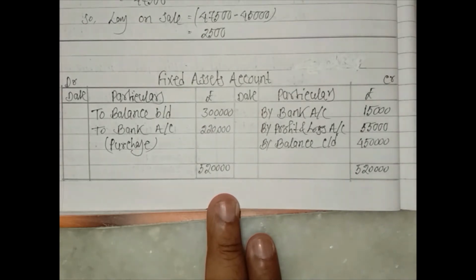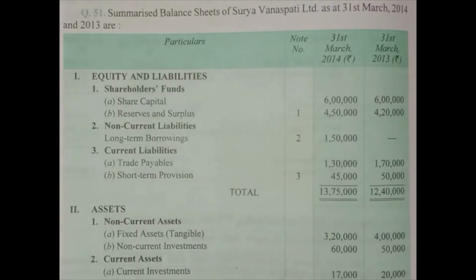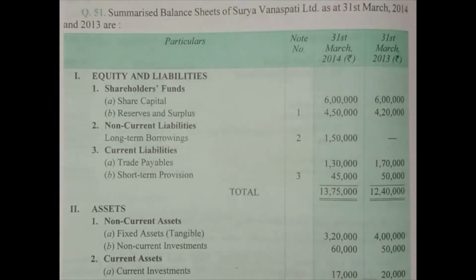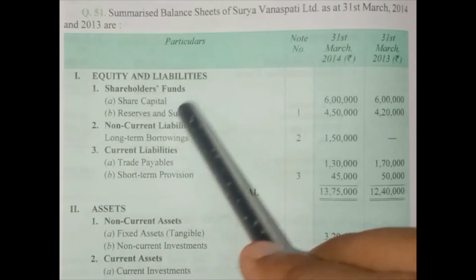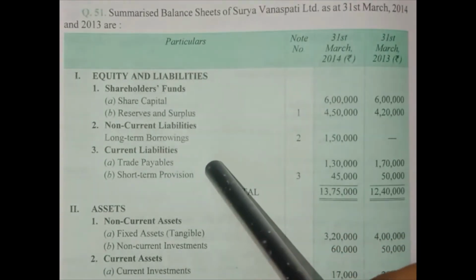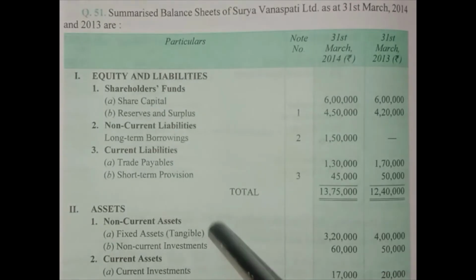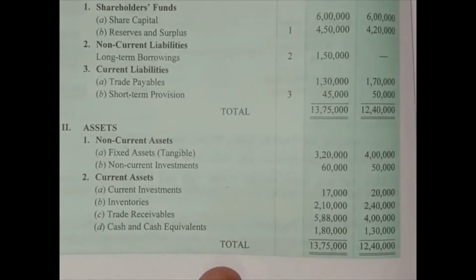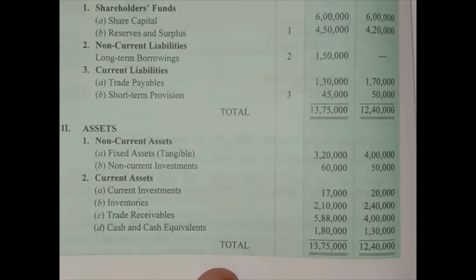Let's see another sum. It is sum number 51. Again we take a vertical form of balance sheet for 2 years, one for 31st March 2013 and the other for 31st March 2014. You can check the problem in the PDF: shareholders' funds, share capital, reserve and surplus are given, and non-current liabilities and current liabilities are given. On the asset side, non-current assets and current assets are given. Okay, so these are the balance sheets on which we have to prepare the sums.